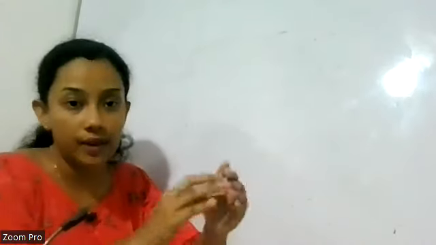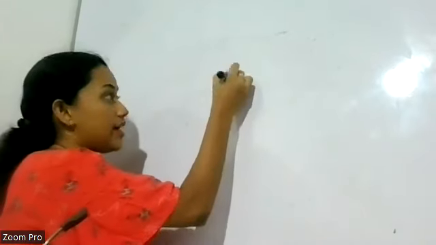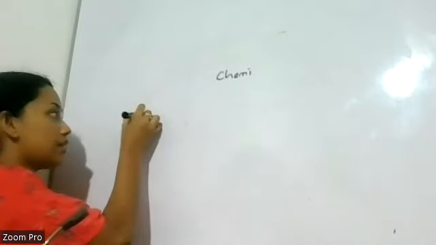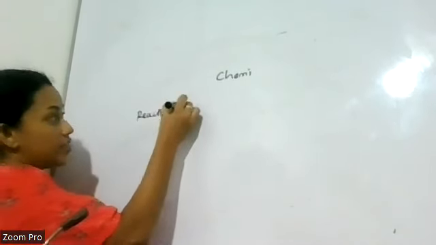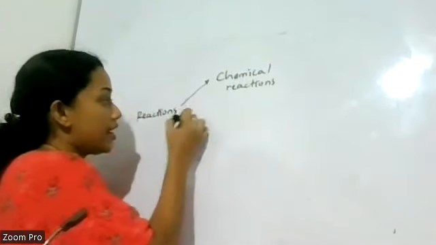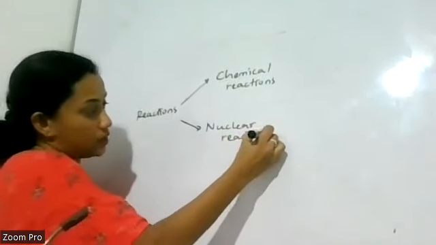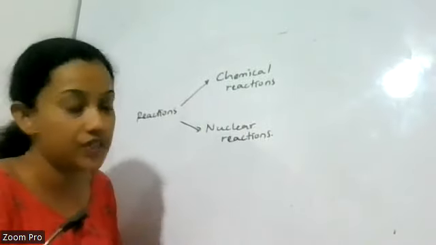Up to now, we have discussed two types of reactions, normal chemical reactions and nuclear reactions. And we have to have an idea about balancing these reactions, how to balance any kind of reactions within our syllabus. First, we have balanced chemical reactions. Actually, reactions are of two types: chemical reactions and nuclear reactions.